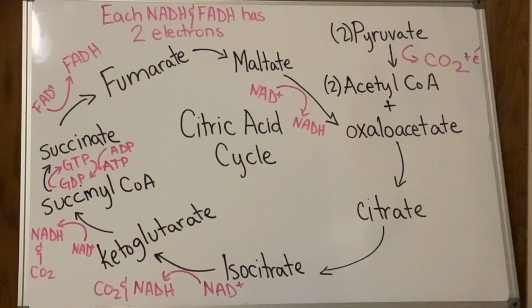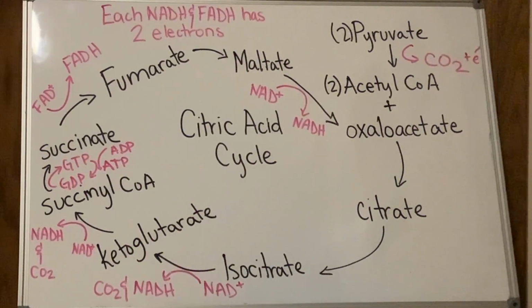Each pyruvate results in 1 acetyl-CoA, and each acetyl-CoA turns the citric acid cycle 1 time. Therefore, at the end of the citric acid cycle, we need to multiply everything by 2 in order to determine how much energy 1 glucose molecule can make, because 1 glucose molecule created 2 pyruvate molecules. Acetyl-CoA combines with oxaloacetate to form citrate. What results next is a series of oxidation and reduction reactions.